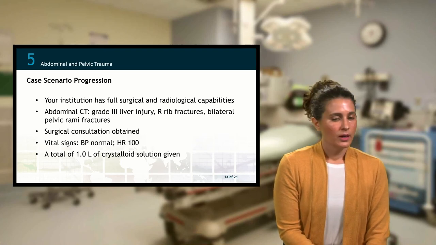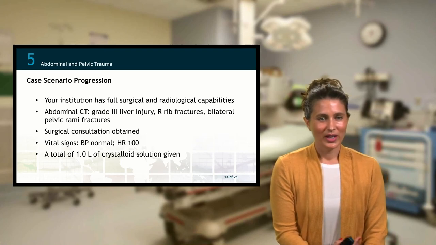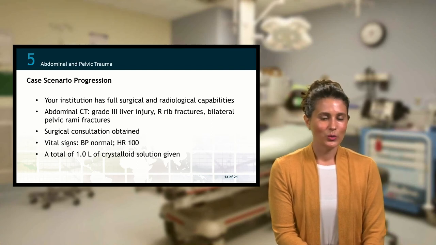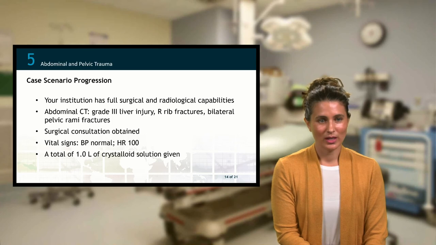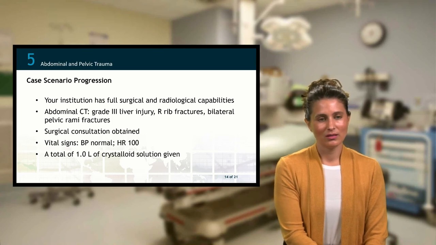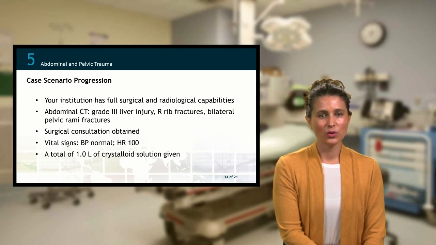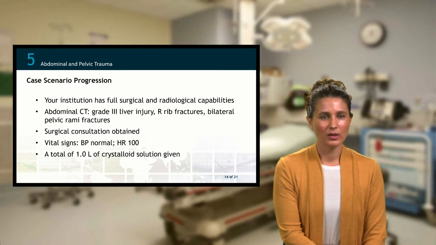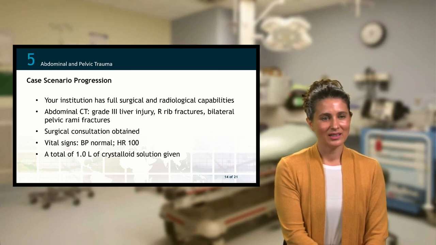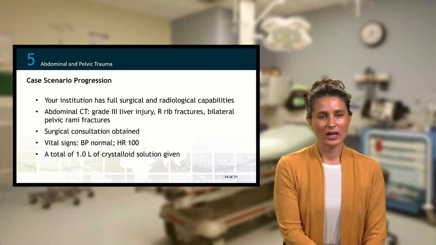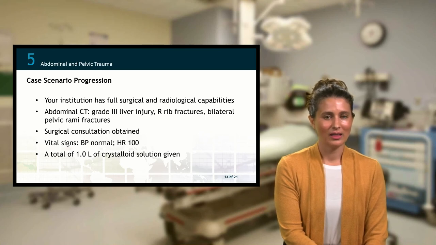So during your ATLS scenarios and your practicals, what you need to know is what kind of institution you're in. So say that for the sake of this scenario, your institution has full surgical and radiologic capabilities. You get the CT scan of the abdomen. There's a grade 3 liver laceration, right-sided rib fractures, and bilateral pubic rami fractures.